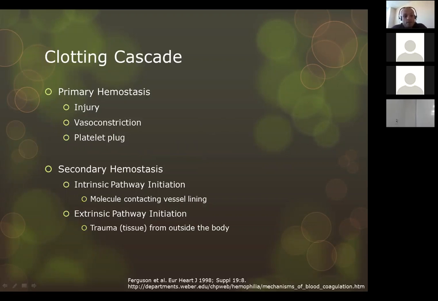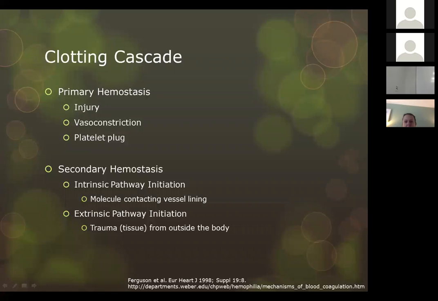In primary hemostasis, when an injury occurs, the body goes through a process causing vasoconstriction to decrease blood flow to the area where the injury is, and then a platelet plug occurs. That platelet plug activates secondary hemostasis, or what we call the intrinsic and extrinsic pathways, which eventually leads to the development of a fibrin clot.